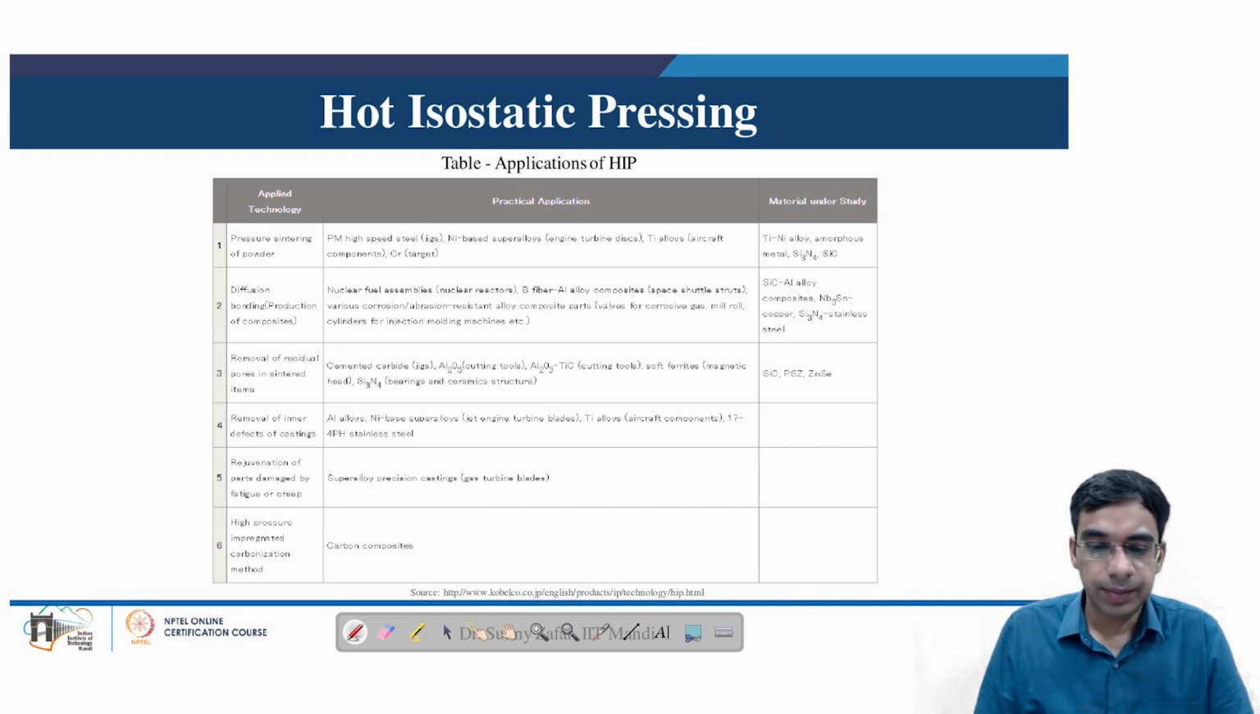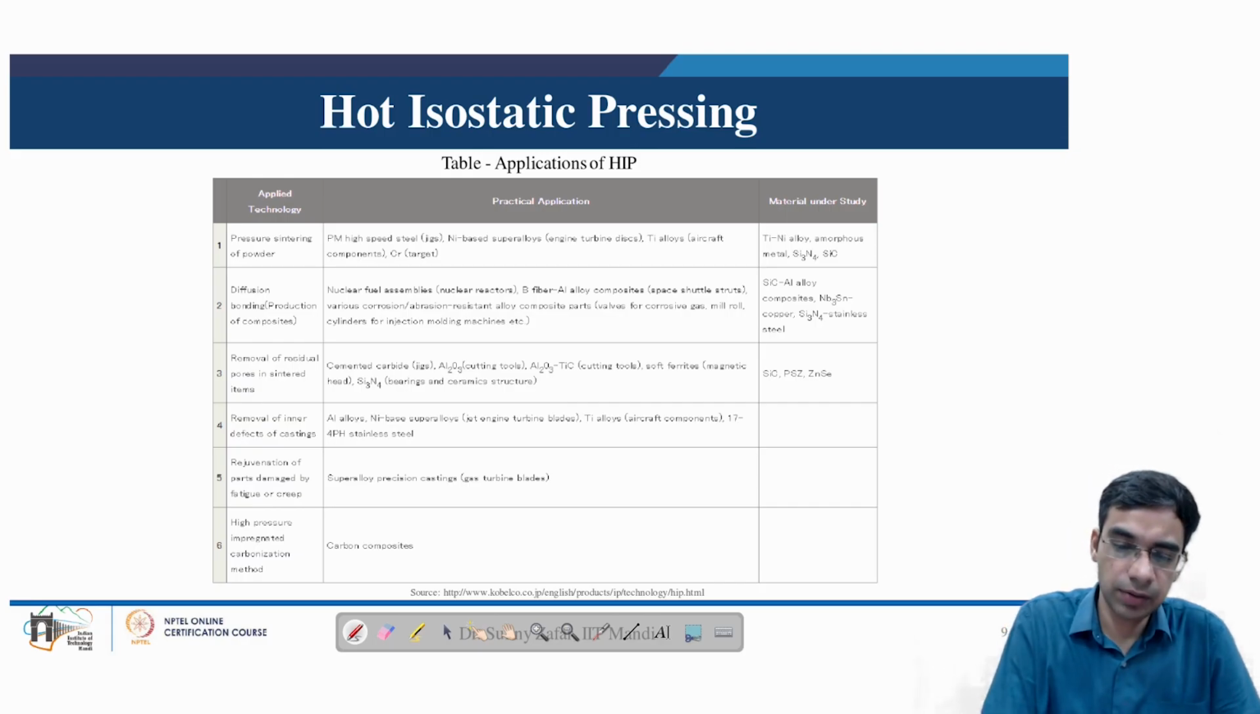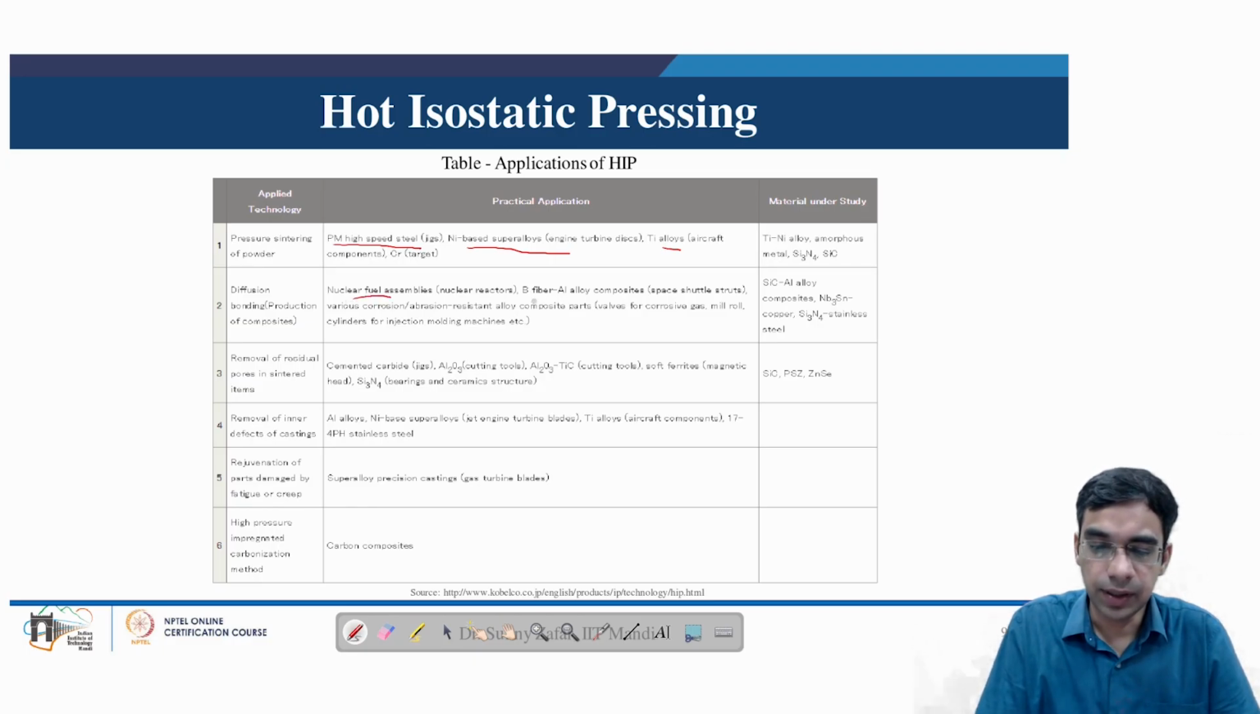So other than the applications we have seen, there are some other specific applications where hot isostatic pressing can be used, especially with powder metallurgy parts, steels, etc., with nickel-based superalloys, titanium-based alloys. It can also be used in nuclear fuel assemblies, with boron fiber aluminum alloy composites, which are used in space shuttle. Then it can also be used to remove residual pores in sintered items like cemented carbides, cutting tools, etc. Removing inner defects of casting, especially with nickel-based superalloy jet engine turbine blades, titanium alloys. It can be used to rejuvenate parts which are damaged by creep or fatigue, especially with the superalloys as we have been discussing. And impregnation is much needed in the case of, say, carbon composites, so there also the hot isostatic pressing treatment is helpful.